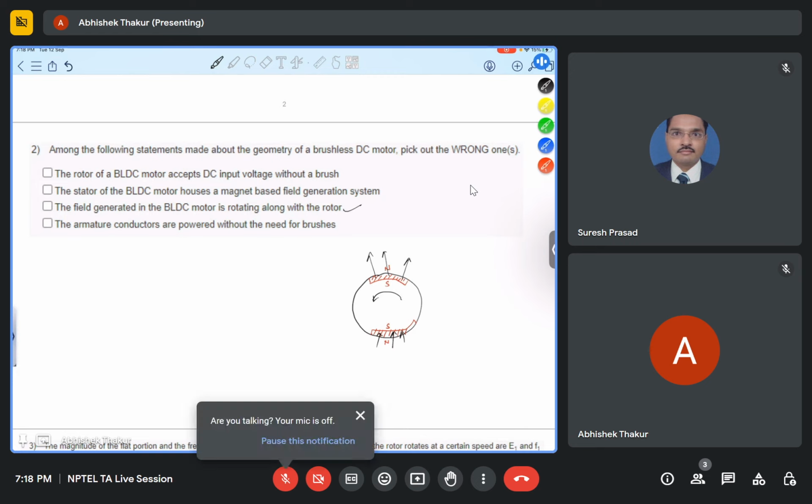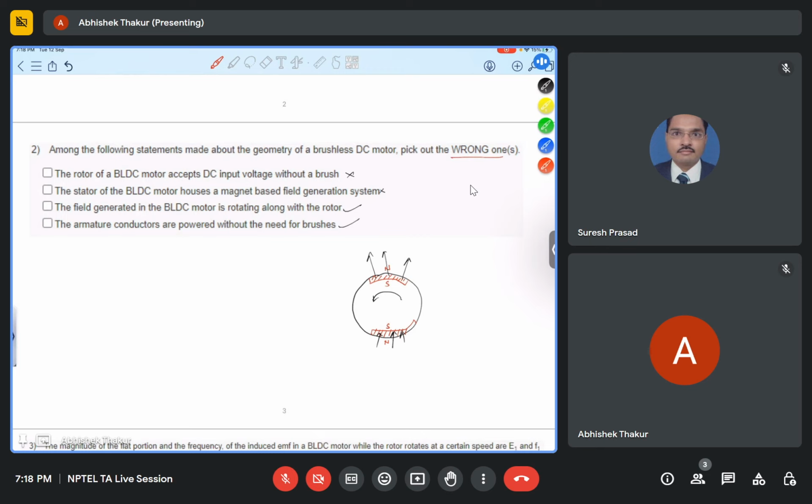And the armature conductors are powered without the need for brushes. So in a brushless motor, there is no need for brushes for the conductors to get power. So option C and option D are correct. These two are the wrong ones. Since this question is asking for the wrong one, these two options are the answer for this question.